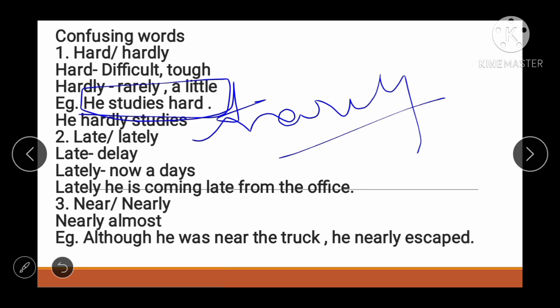Next one is late or lately. See friend, late means delay. Lately means nowadays, right? Lately he is coming late for the office. Nowadays he is coming late for the office. Late means delay. All right.